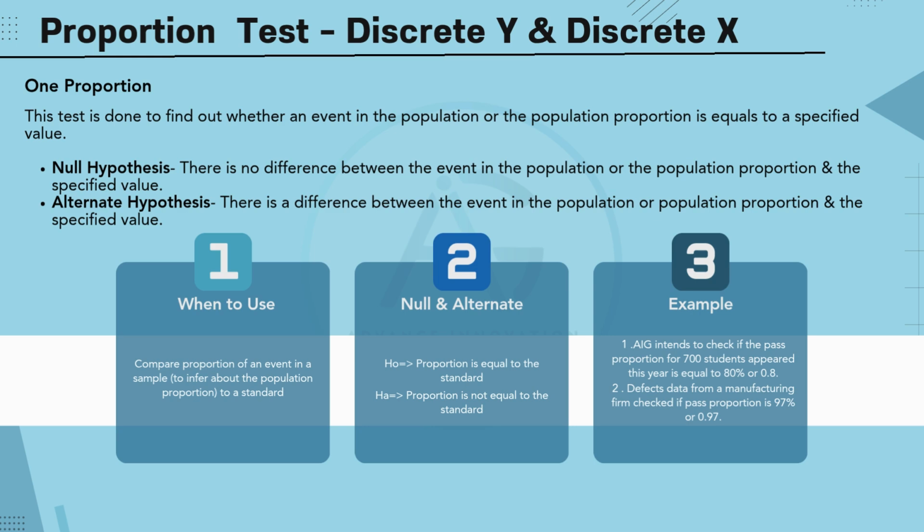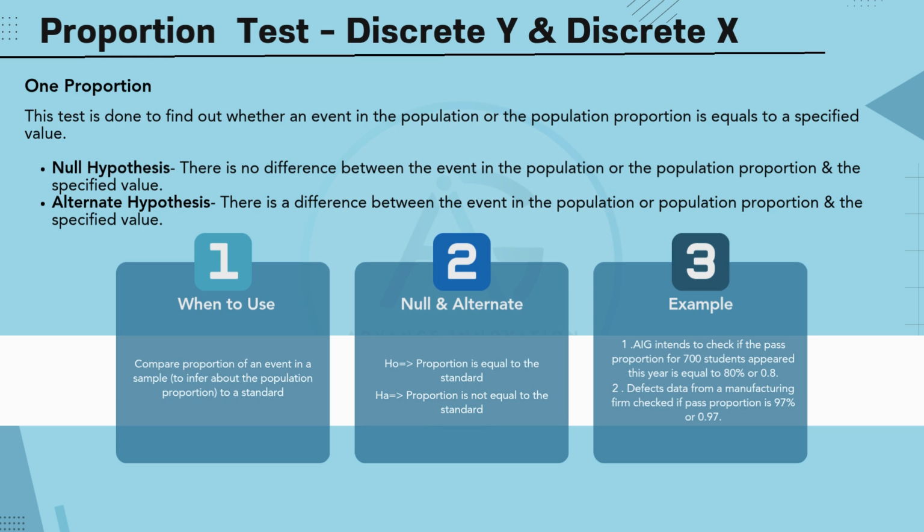1. When to use the one-proportion test: when you want to compare the proportion of a specific outcome in your sample, like the proportion of passes, to a predefined target. 2. Null and alternate: H0, proportion equals standard; H1, proportion not equals standard. This is usually a two-tailed test unless specified otherwise.